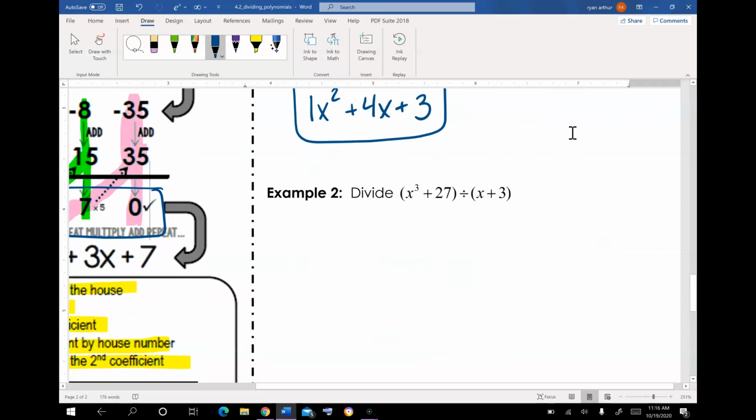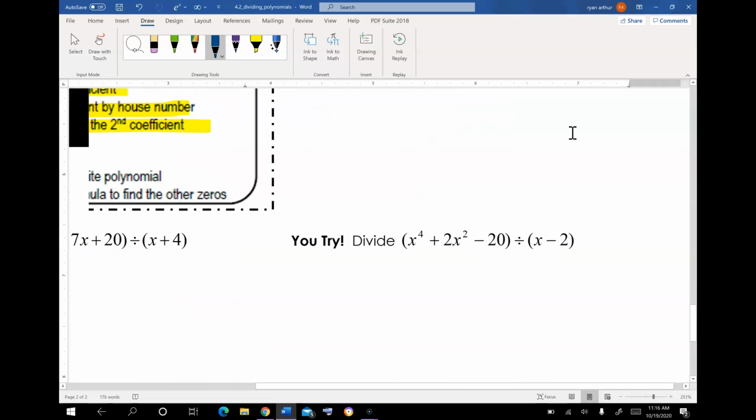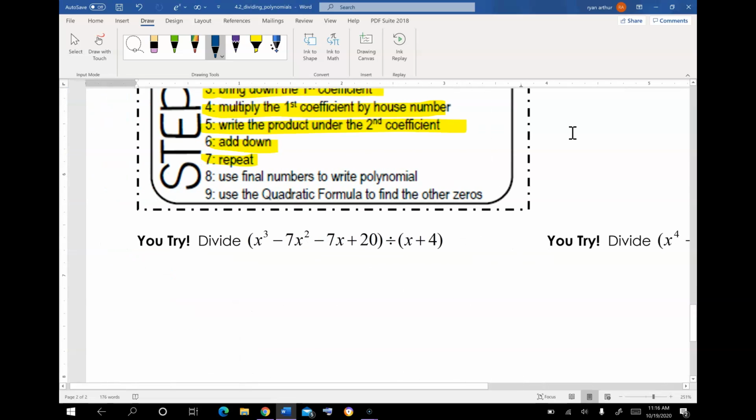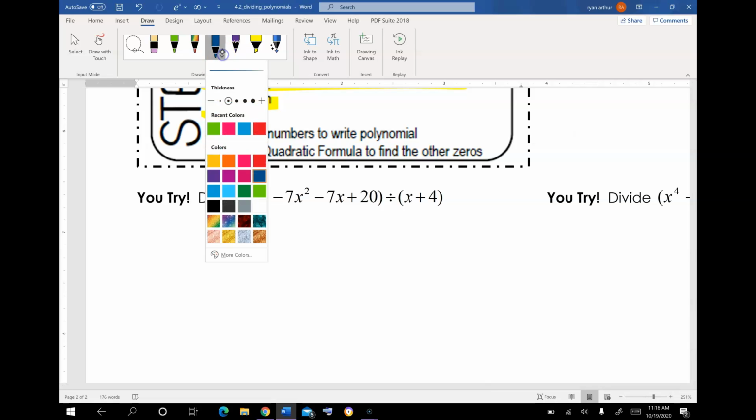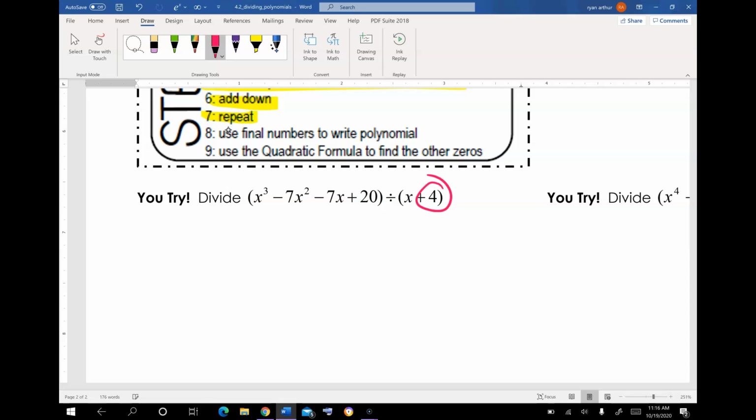All right, let's do another one. Here's another one that doesn't skip. So you write what you're dividing by in the house by changing the signs. So that's going to be a -4. Check your exponents. 3, 2, 1, 0. We're good. Write your coefficients: 1, -7, -7, and 20.